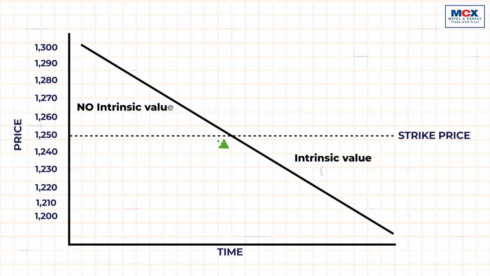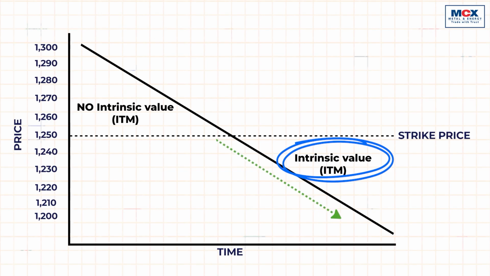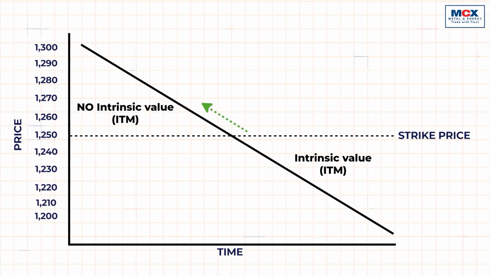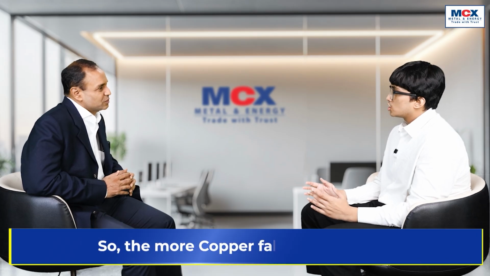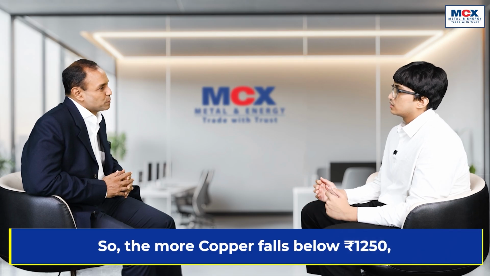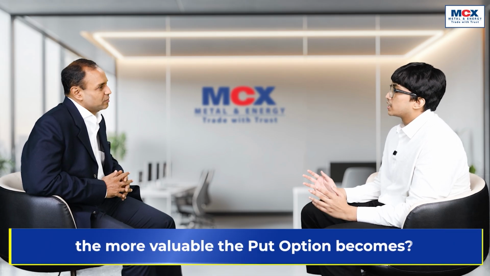If copper futures fall below Rs 1250 by expiry, the put option gains intrinsic value. If copper futures expire at or above Rs 1250, the put option expires worthless. So, the more copper falls below 1250, the more valuable the put option becomes.